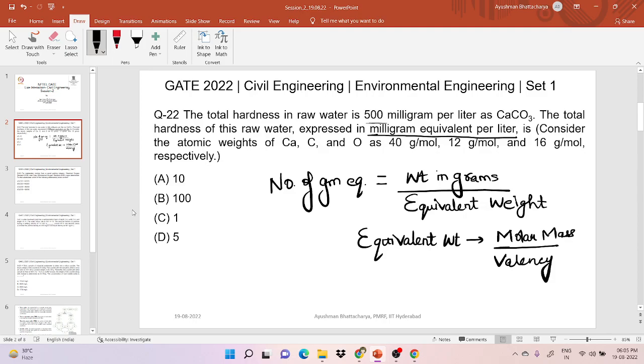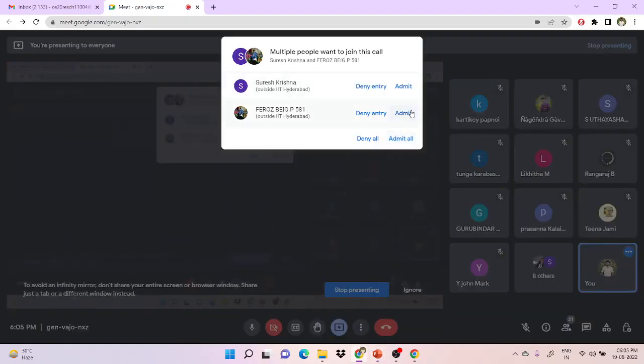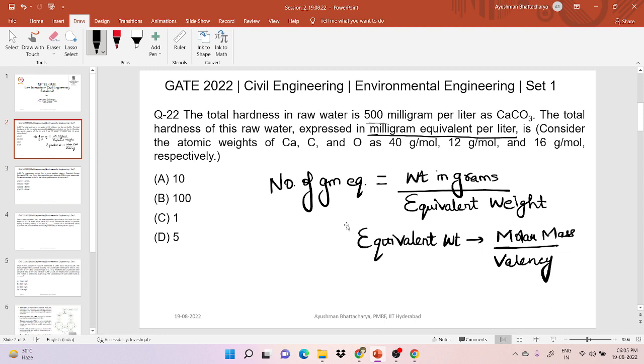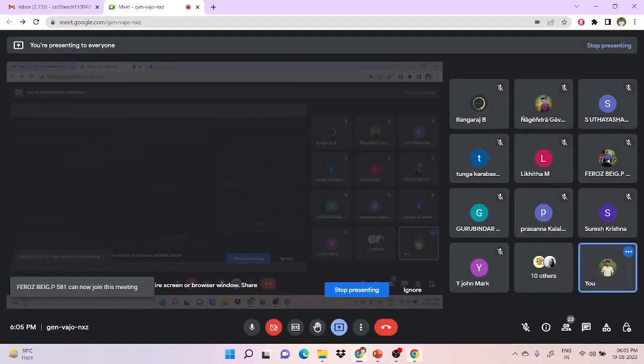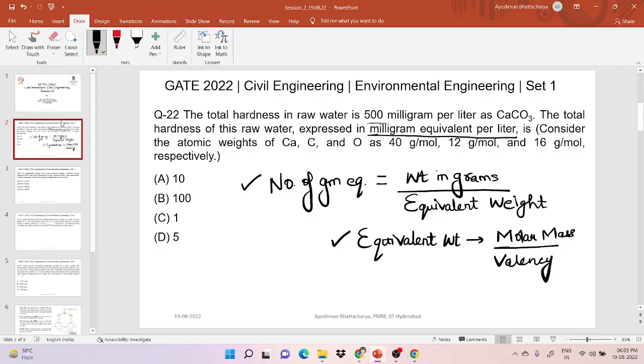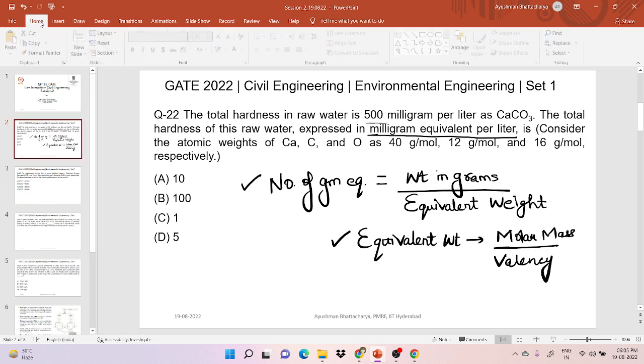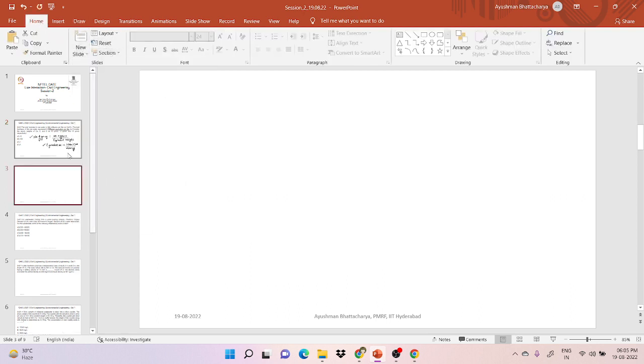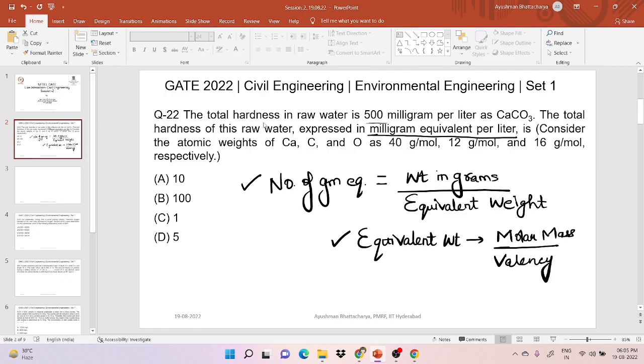Before solving this first question, we should know these formulas. Number of gram equivalent is equal to weight in gram divided by equivalent weight, and equivalent weight is equal to molar mass divided by valency. Let's read the first question again. The total hardness in raw water is 500 milligram per liter of CaCO3. The total hardness of this raw water expressed in milligram equivalent per liter is.